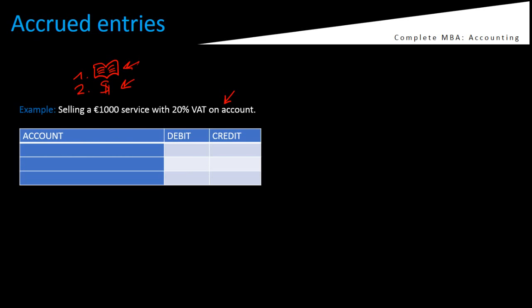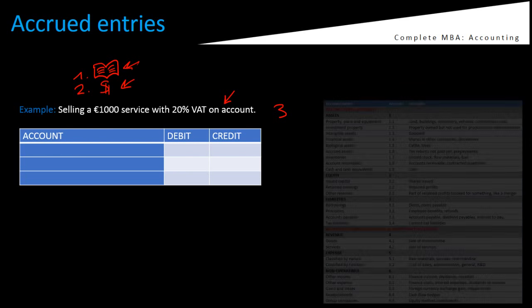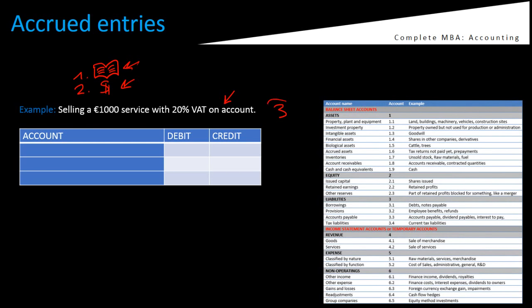There are three accounts involved here, so we'll first identify them, and I'll put the COA for that. So the first one is the accounts receivable, because they're paying in account. That one is being increased, so accounts receivable.